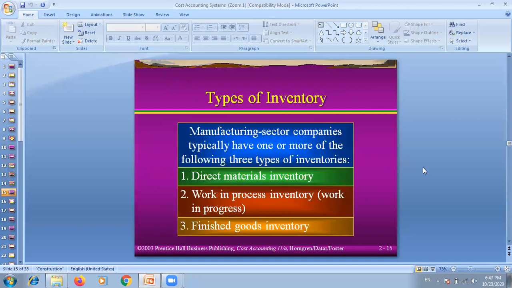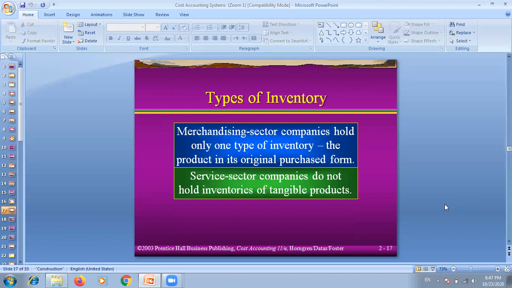After that, types of inventory. Manufacturing sector companies typically have one or more of the following 3 types of inventories. It has direct material inventory, because it purchased direct material to convert it to work in process, then finished goods inventory. So I have 3 kinds: direct material inventory, work in process inventory, or sometimes we call it work in progress, then finished goods inventory.